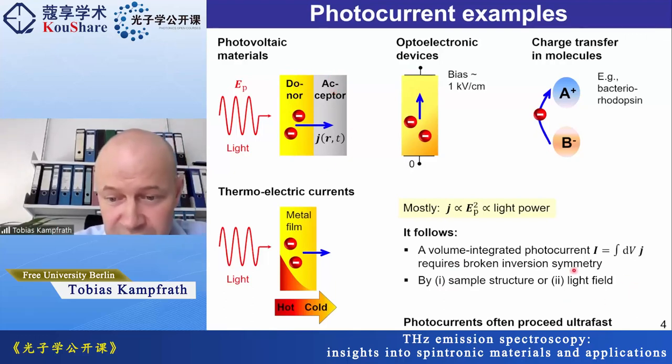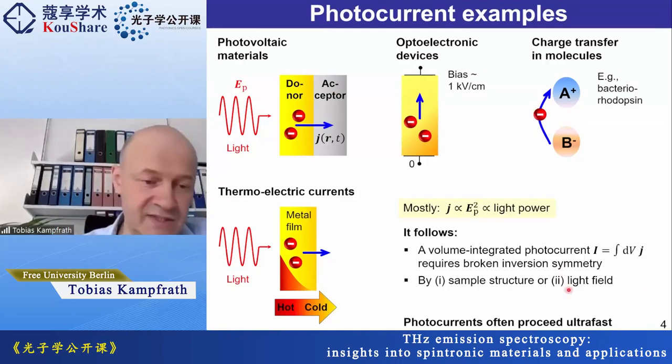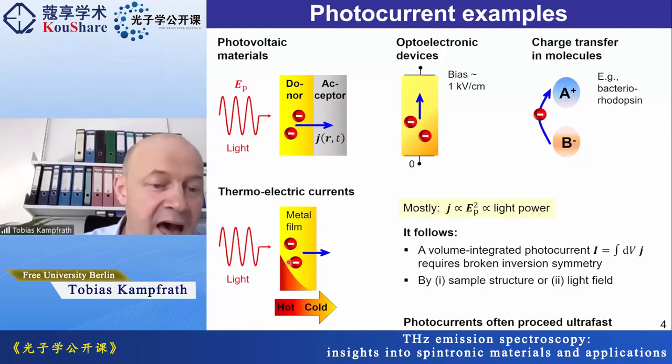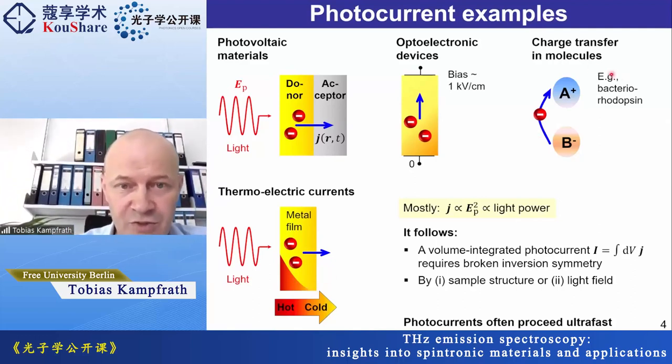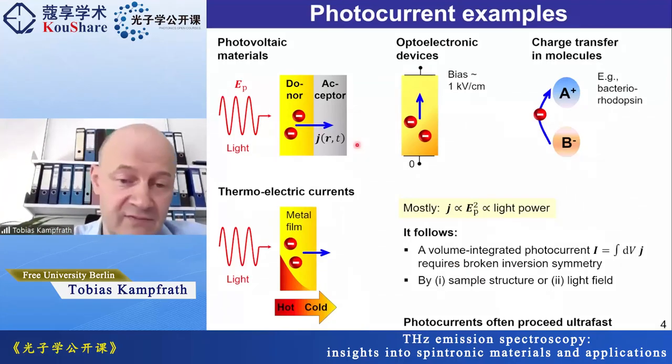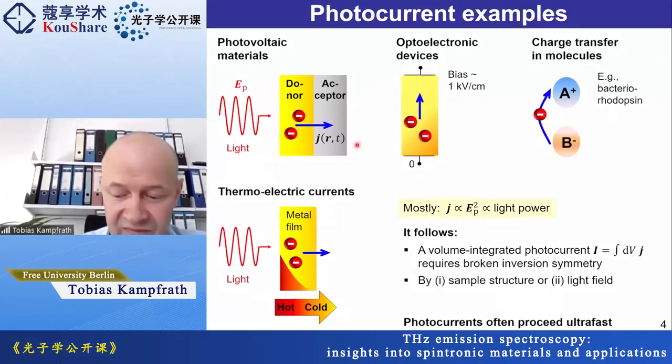But you can also break inversion symmetry by the light field itself. This is, for example, shown here for the thermoelectric current. This is a metal film, which is by itself inversion symmetric. However, the light field generates a temperature gradient here, and in this way breaks the inversion symmetry of the sample. And these two examples here are again cases of broken inversion symmetry due to the sample structure. Well, it's important to note that all these photocurrents very often proceed on ultrafast timescales.